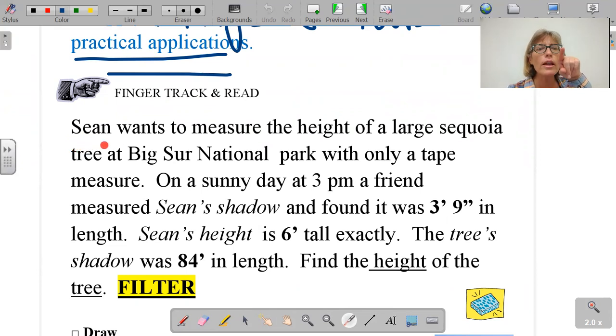Read. Sean wants to measure the height of a large sequoia tree at Big Sur National Park with only a tape measure. Ambitious young man. On a sunny day at 3 p.m., a friend measured Sean's shadow and found it was 3 feet 9 inches in length. Sean's height is exactly 6 feet. The tree's shadow is 84 feet. Find the height of the tree.